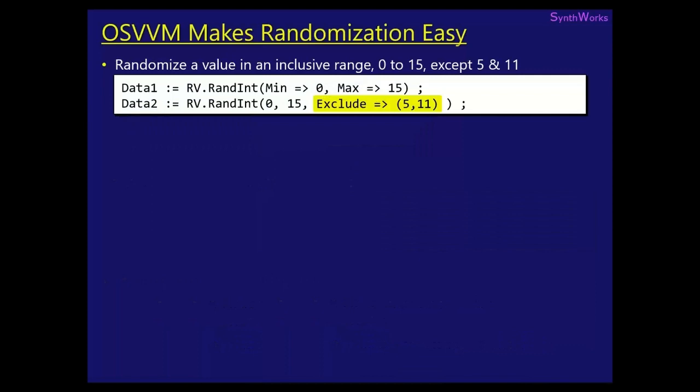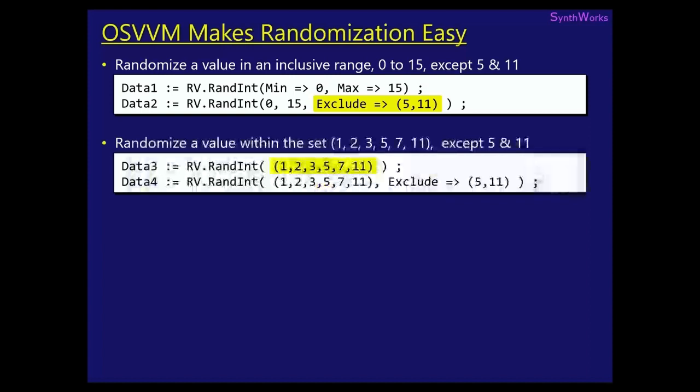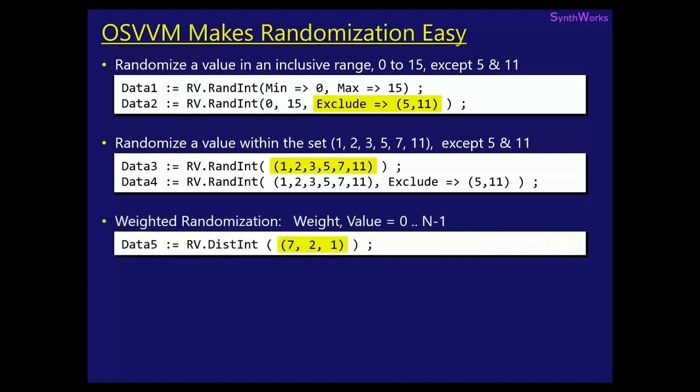Okay. OSVVM has a randomization library. Okay. And this is the basis for a constrained random. So we randomize with a range, min and max, or min and max and exclude. Or we use integer vectors as a set that allows the unconstrained array of integer vector to allow us to take a variable number of parameters. That's kind of cool. Okay.